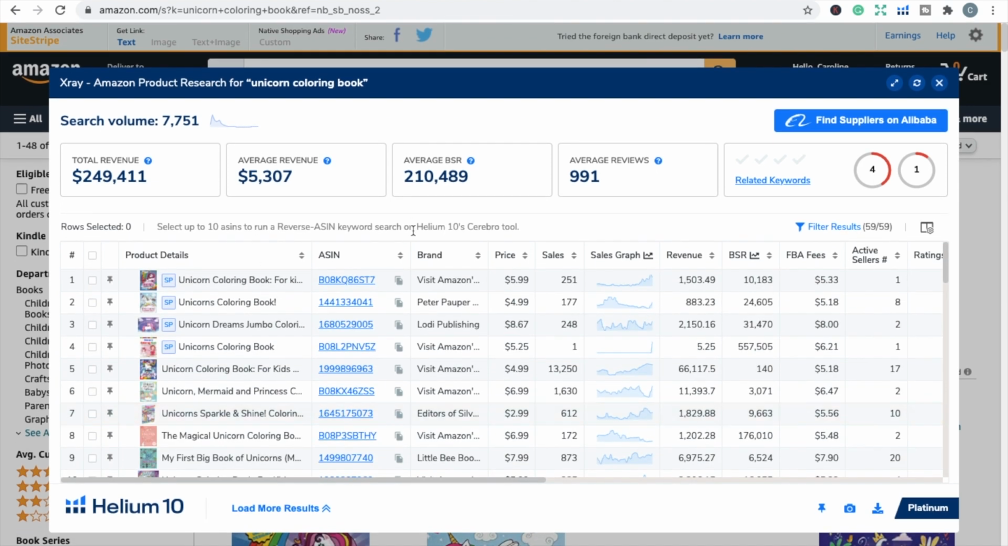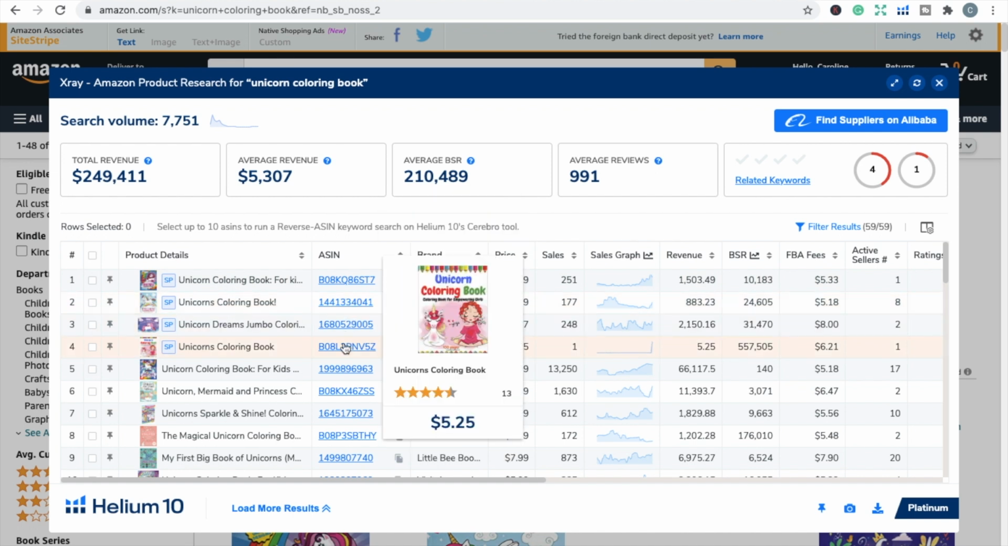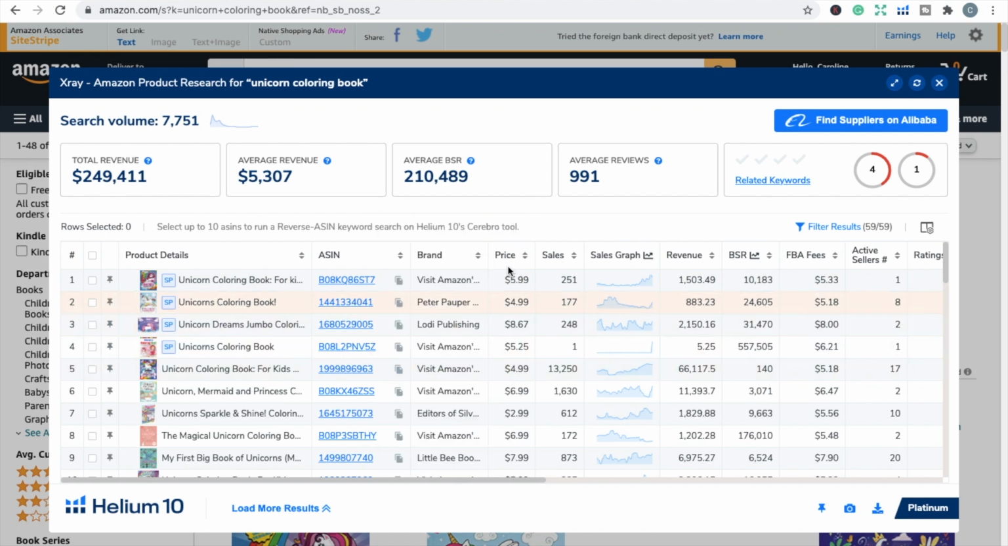And what information you get here is the book that's listed, the ASIN. So every product on Amazon is assigned a unique code. If you hover over that, it'll give you a thumbnail of the book so you know which one you're looking at. We've got the price of the book, how many sales it makes approximately every month, and the revenue. So that is basically the sales times the price, and the revenue has not taken into account things like KDP fees or advertising fees or anything like that. So that is the sales revenue. And we have the BSR and a bunch of other information that you might be interested in.